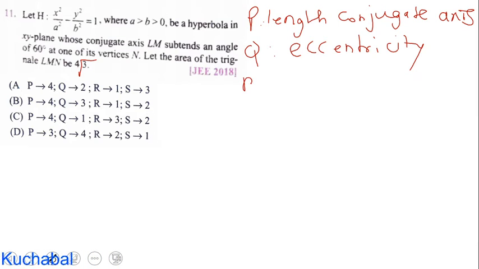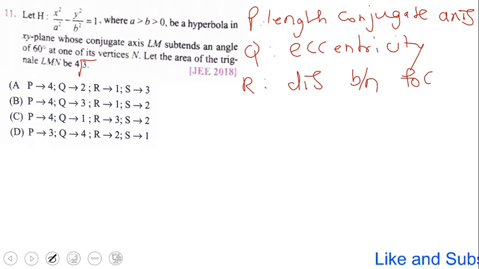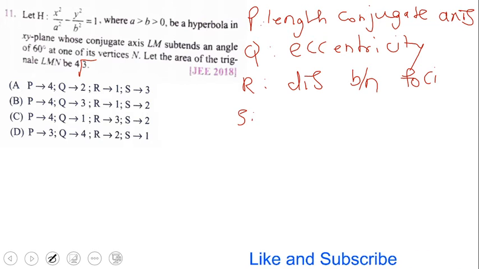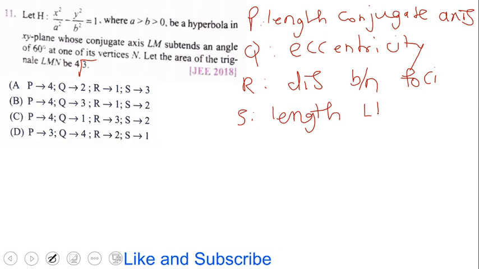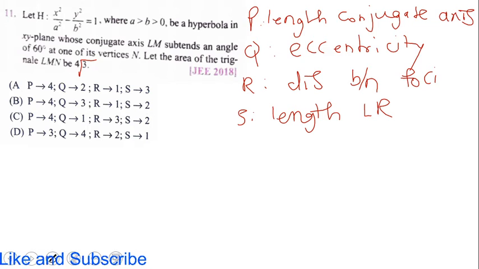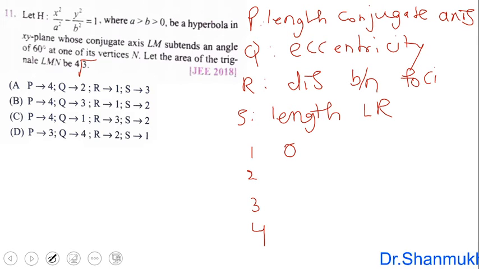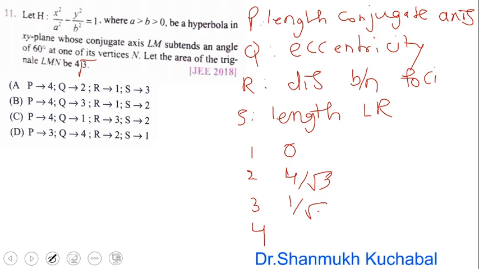R will represent the distance between foci. It will represent the length of latus rectum. And here 1, 2, 3, 4 are there. So 1, 2, 3, 4. I will define those also. 0, 4 by root 3, 1 by root 3, 4.